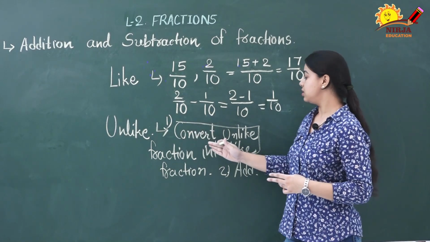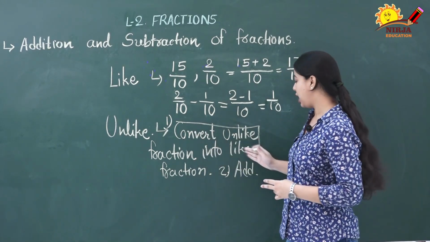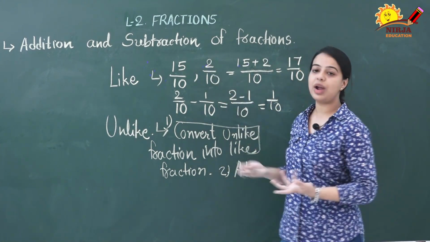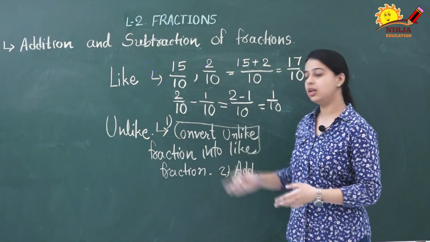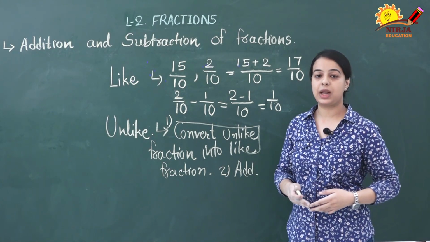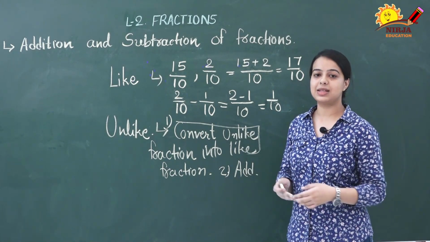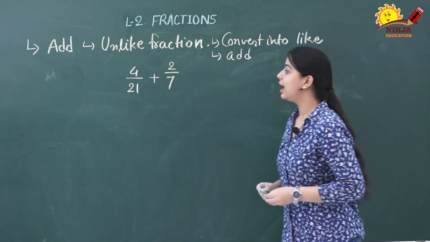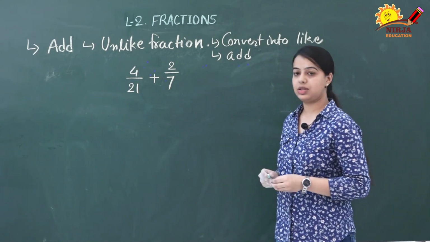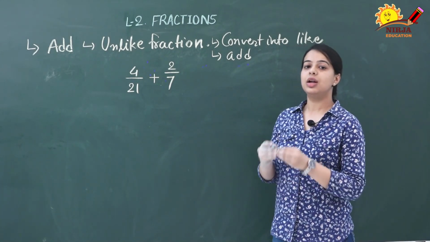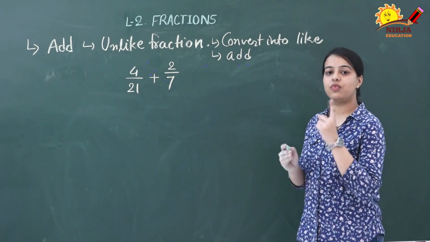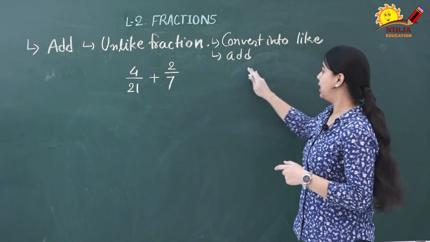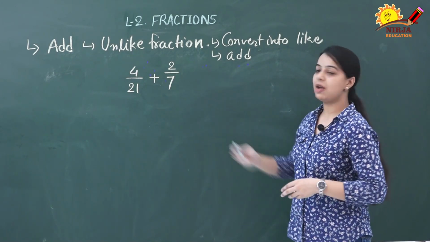Our first step is to convert unlike fractions into like fractions, and after converting, as we have seen how to add and subtract like fractions, then we are going to add or subtract. Now let's see some examples. Now let's see how to add unlike fractions. As we have discussed, to add unlike fractions, the first step is to convert them into like fractions, then we can add. So let's see one example.